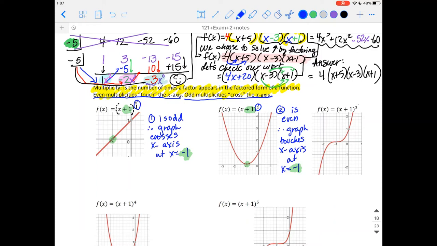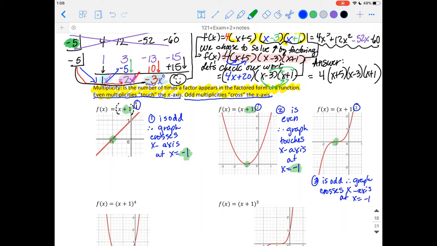So again, hopefully we're able to see a pattern. This power on the outside is a 3. So the 3 is odd. Therefore, the graph crosses the x-axis at x equal to -1.